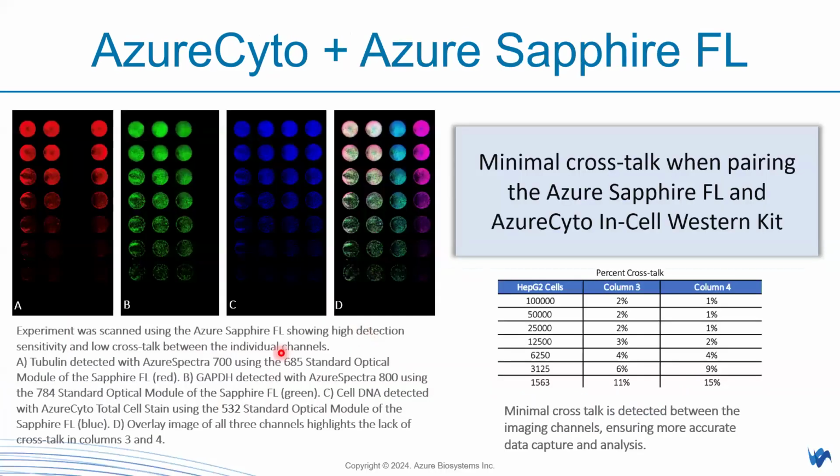Here is also an example that we show. This is the data for tubulin. A is tubulin at 700 channel. B is GAPDH detected in the 800 channel. This is our Azure Biosystems total cell stain at the 532 channel, shown in blue. And this is a merged image. So you can see that the expression changes at different columns.